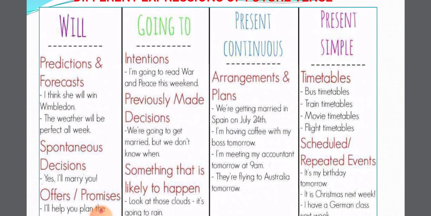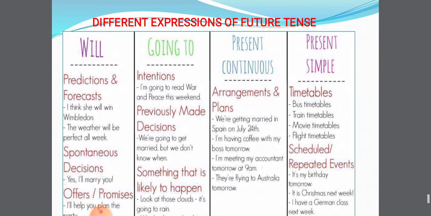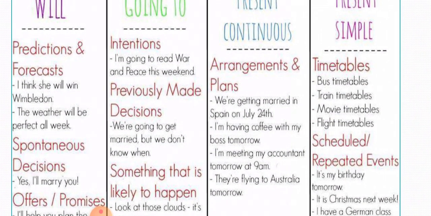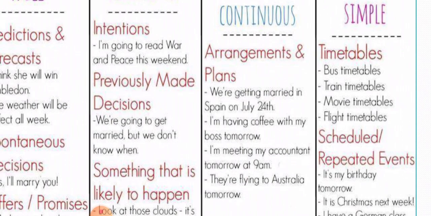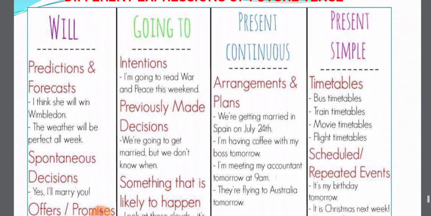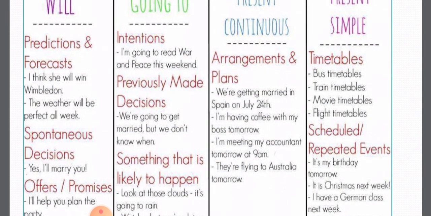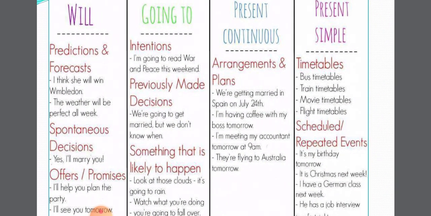And then present continuous tense also is used to express future reference. For example, arrangements and plans. We are getting married in Spain on July 24th. I'm having coffee with my boss tomorrow. I'm meeting my accountant tomorrow at 9 a.m. They are flying to Australia tomorrow. So these are used for arrangements or plans, where something is arranged or planned. We can use present continuous tense to express future.